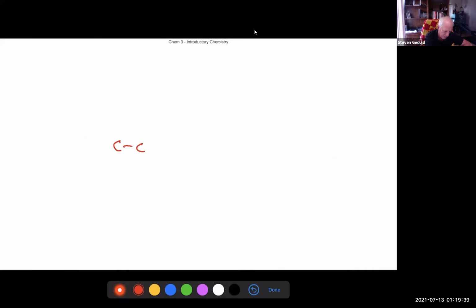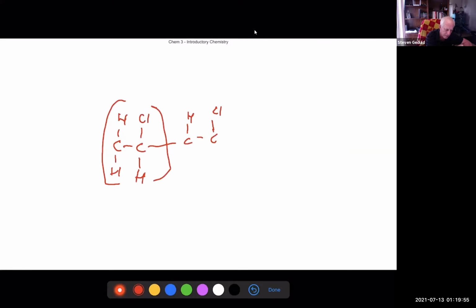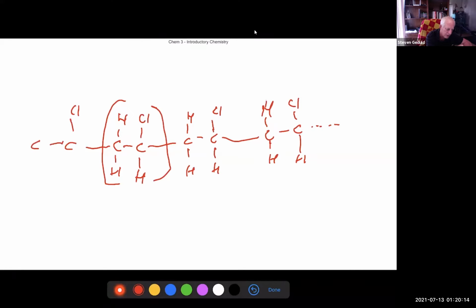Let's say we have carbon, carbon, CH, Cl, CH, CH. And this is a repeating unit. In other words, this is bonded to another CH, Cl. This is bonded to another CH, Cl. And so on. This repeats over and over again on both sides. Again, CH, Cl, CH. And these units just repeat.